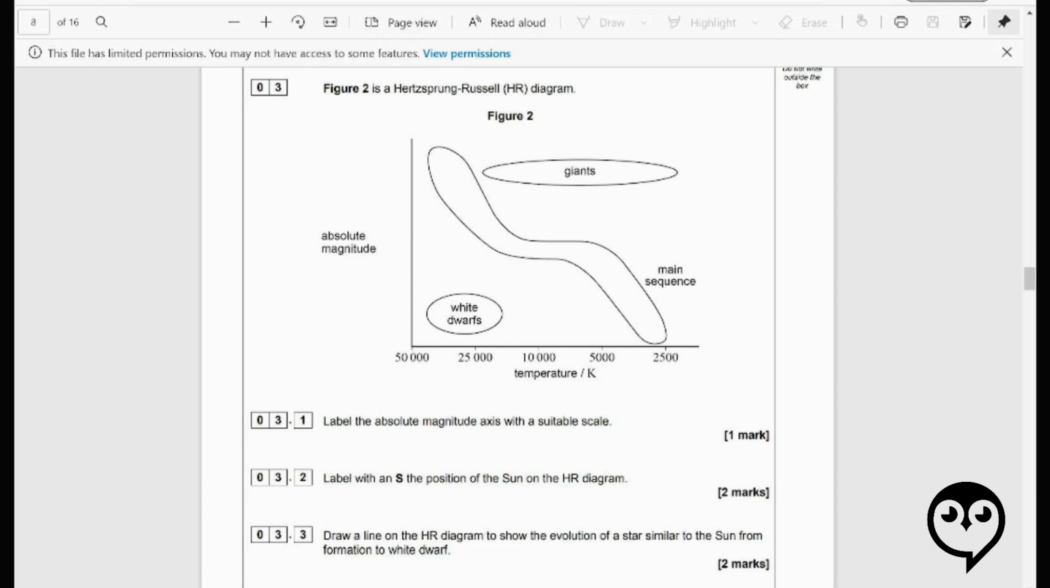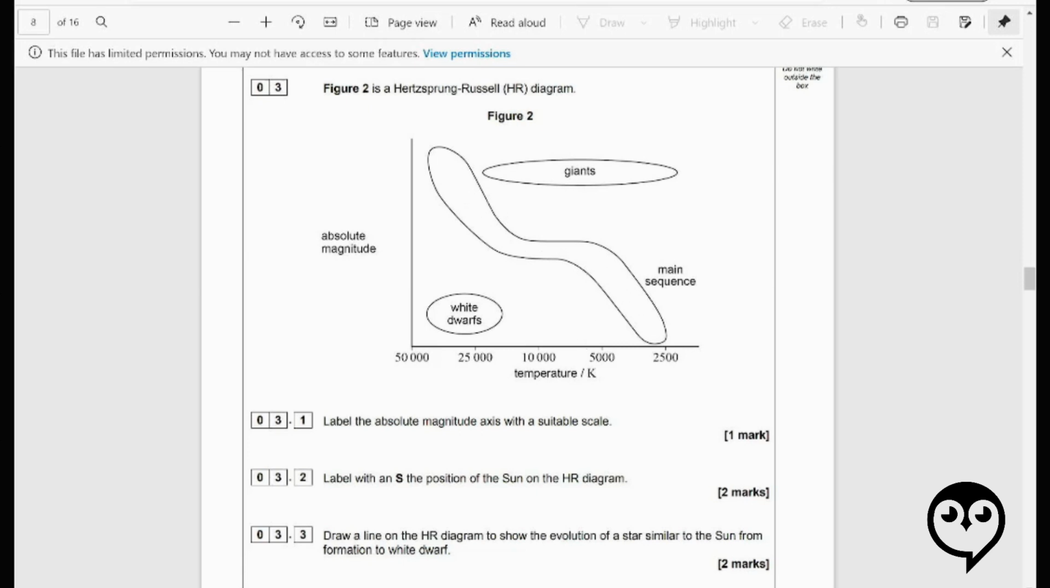Okay? The second part here, label S on the position of the Sun. Well, we know we're a little bit above 5,000, maybe 6,000. I'd say that we're somewhere around here. It's red down here, and then it gets yellow, and then we're getting into the white and the blue. But we're about 6,000, so I'd say somewhere around here.